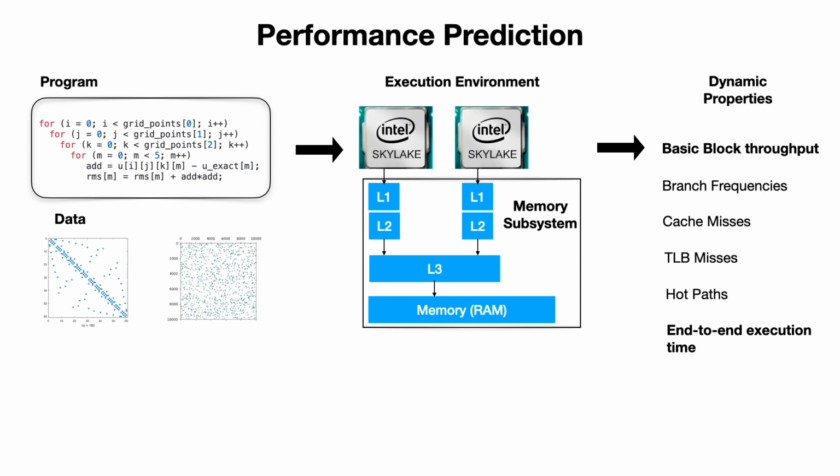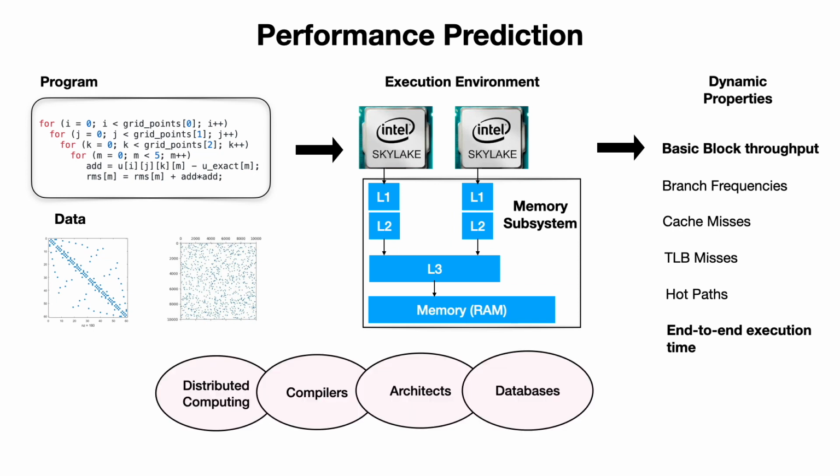All these things matter in performance. So how do you go about not only looking at the program but also looking at the data, and predicting the end-to-end performance rather than just the basic block performance? I think it is extremely important to get this right. And if you can do that, there are a lot more applications beyond compilers: architectures, databases, distributed computing. All of these make decisions, and they can use predictions of the performance that those decisions lead to in order to come up with better decisions. So I think this is a very important piece of work to do.